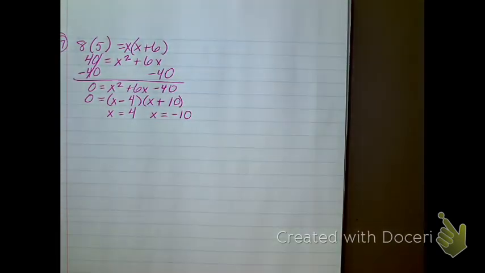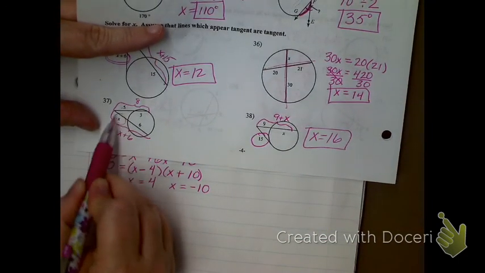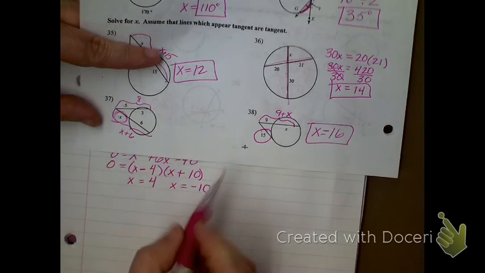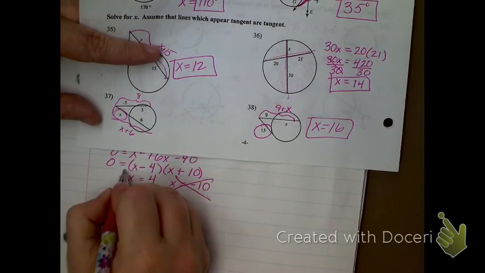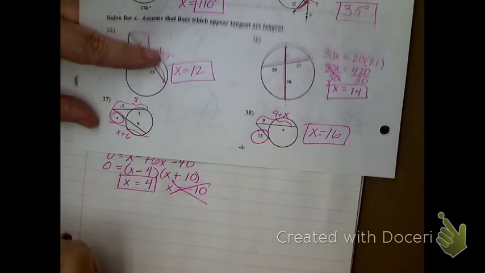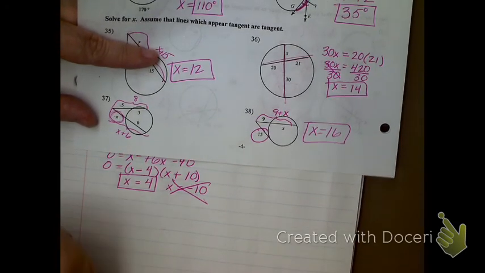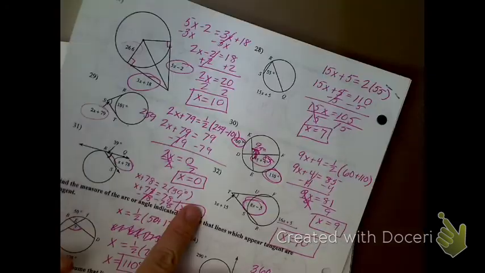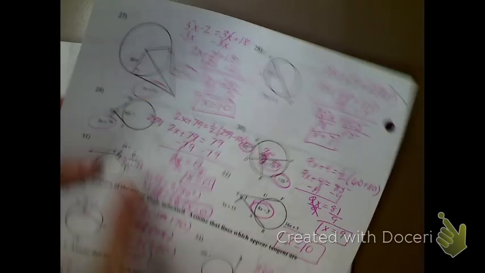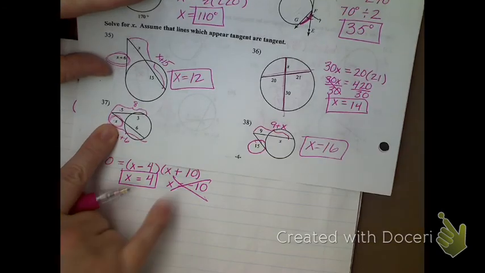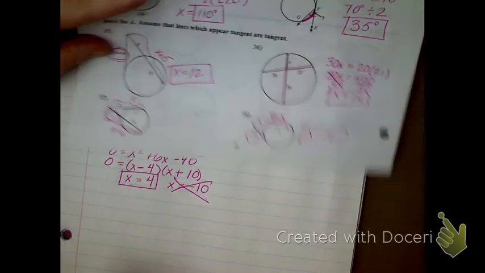So let's see, can both of those work? Well, if I look here, x itself is a measurement. So negative 10 can't work because I can't have a negative measurement. X equals 4 is the only one that can work because it's a positive measurement. Now remember, before we got an answer that was either 0 or negative, and it was okay because when we plugged it in, it made it positive. This one, when we plug it in, it's still negative, so it can't count as my answer.